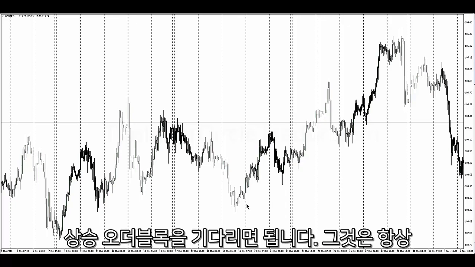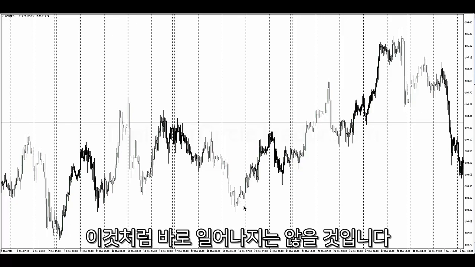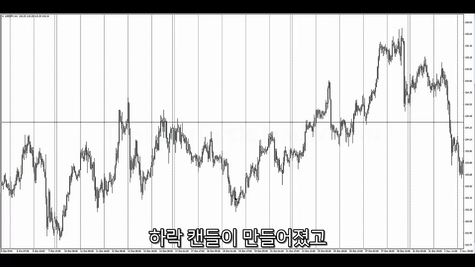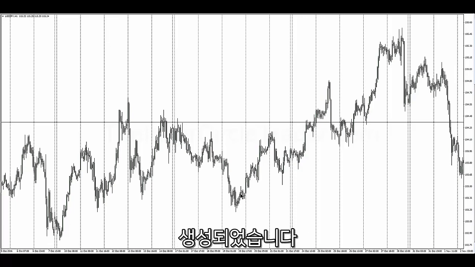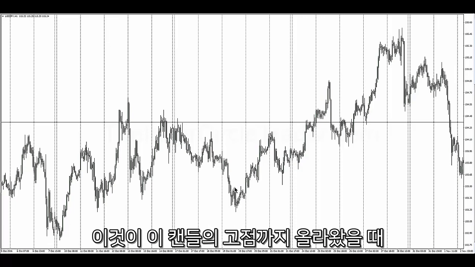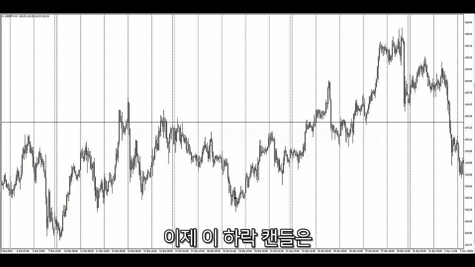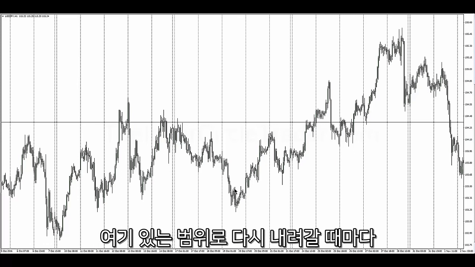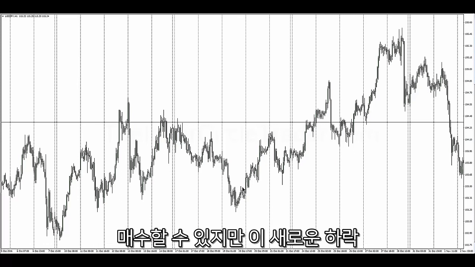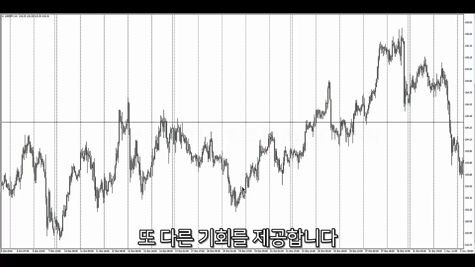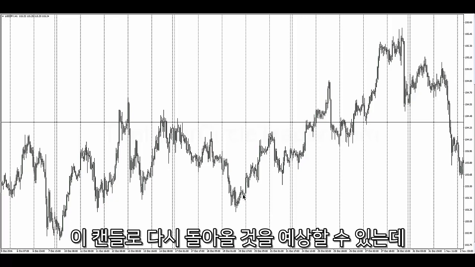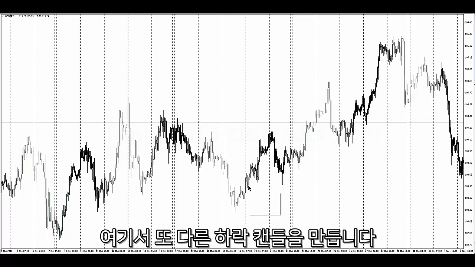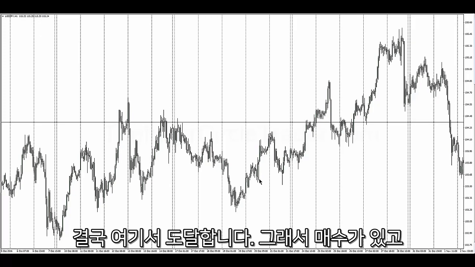Then you just wait for a bullish order block. It won't always happen right away. Like this one gave one that's pretty nice. It created a down candle. It was created with this candle breaching this candle's high. So now this down candle becomes a bullish order block. So anytime we trade back down into the range, which is here, we can be a buyer. But this new down candle here gives us another opportunity to expect another return back to this candle, which it never does here, but it creates another down candle here. Eventually hits it here, so there's a buy.